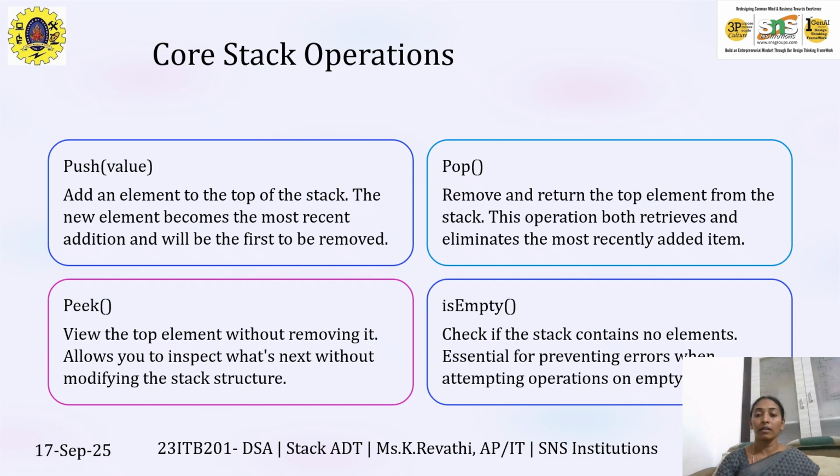The next secondary operation is peek. It will return the top element in the stack without removing that element from the stack. The main difference between peek and pop is that pop deletes the top element and returns it to the user. But in peek, without removing the top element, it will just return the top element.